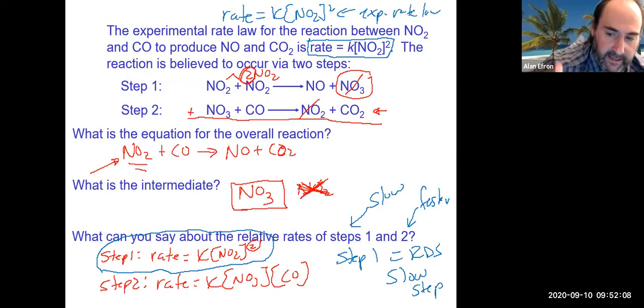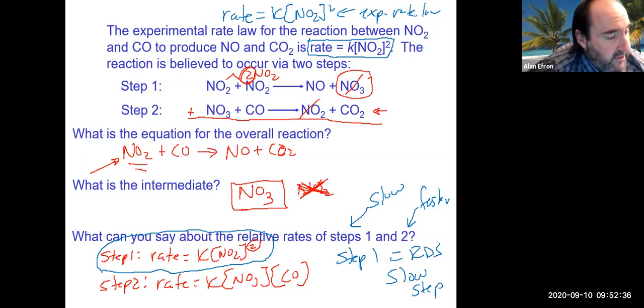We added up both of the individual elementary steps. These are both what are referred to as bimolecular. They both have two molecules on the reactant side in each of the steps. And we were able to cancel out the NO3 and also the NO2 reduced. But as we just talked about, the NO3 is the only one that is the intermediate in this reaction.